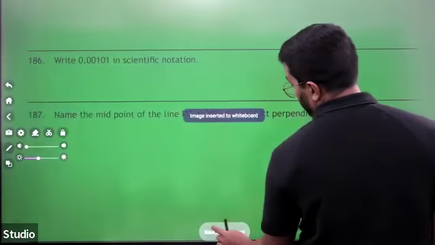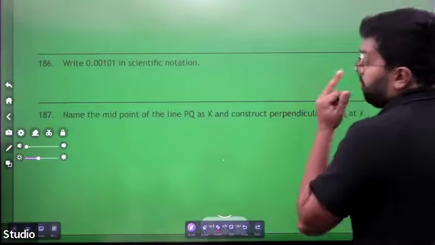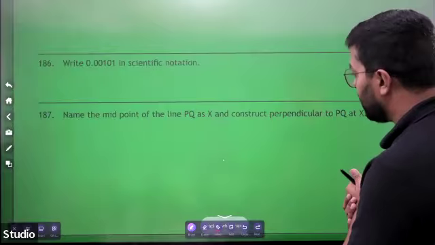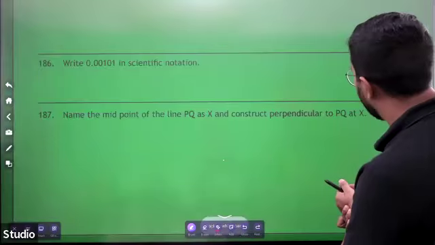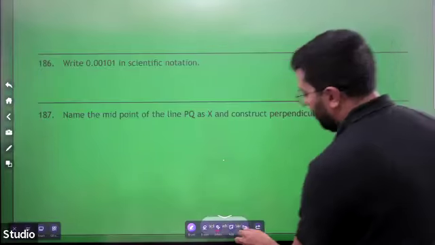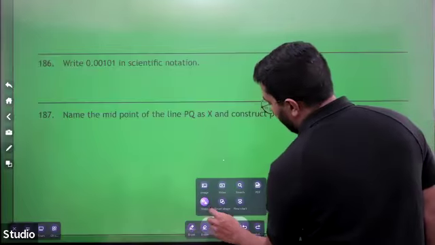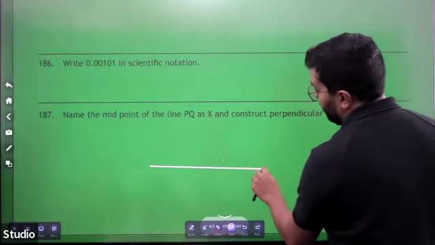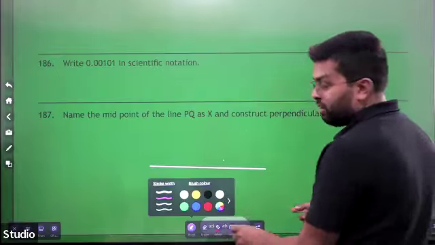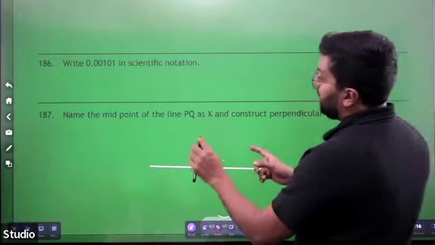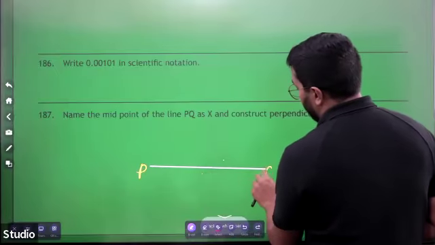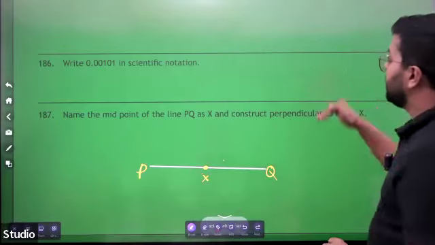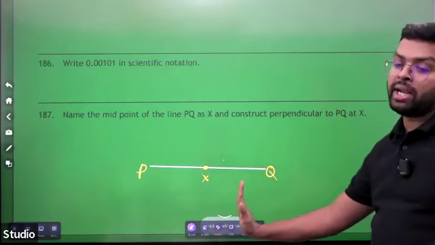Come to question number 187. The midpoint. Name the midpoint of the line PQ as X and construct the perpendicular to PQ at X. I think a question like this. I actually don't know how to use the pair of compasses on this board. Let me learn by next week, and from next week onwards we'll use the pair of compasses as well. We have a line PQ. The midpoint of this line PQ is, let's say, X. Construct the perpendicular to PQ at X.